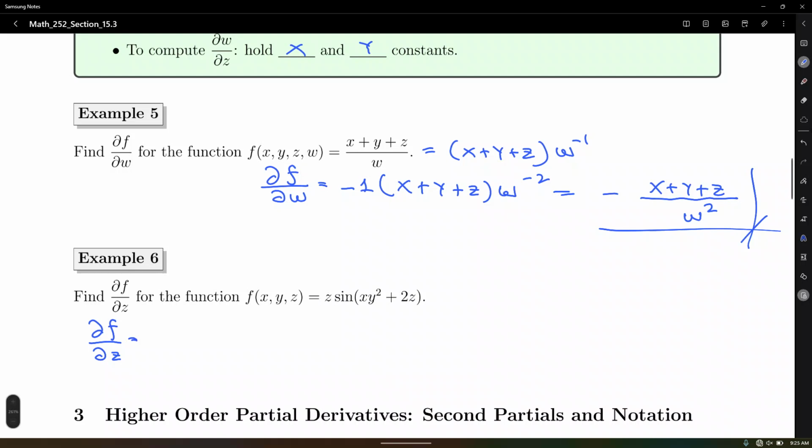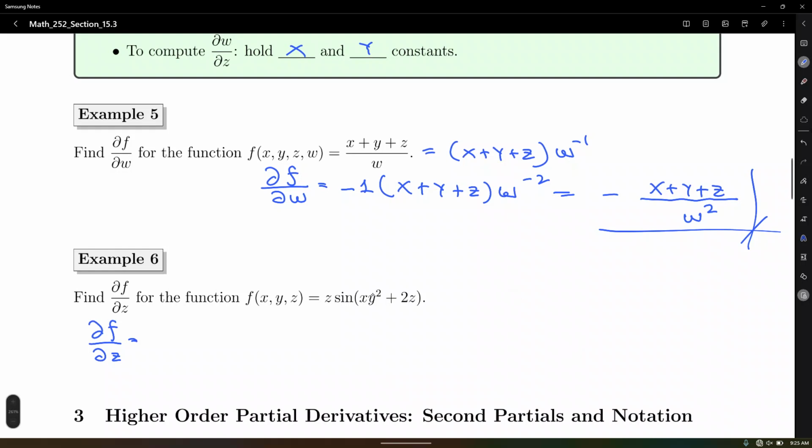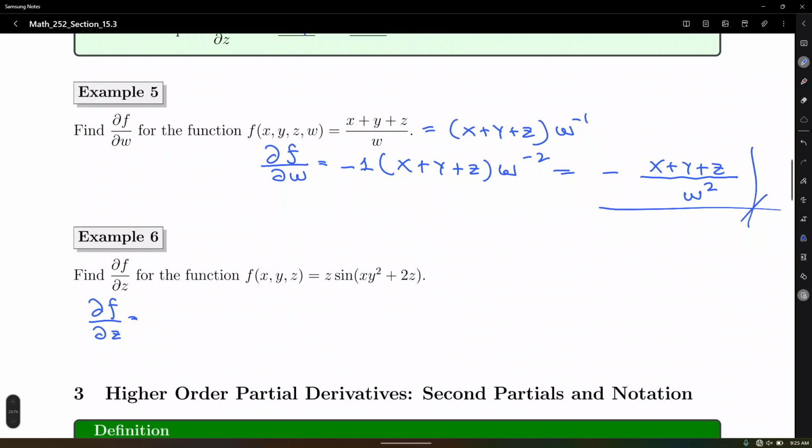If we were to differentiate with respect to x, it's not a product rule, just a basic chain rule. If we were to differentiate with respect to y, there's no y's multiplied, so no product rule either, just another baby chain rule here. So the derivative of z, which is 1, times sine of the same angle, xy squared plus 2z, plus the derivative of sine, which is cosine of the same angle, and by chain rule differentiate the angle with respect to z.